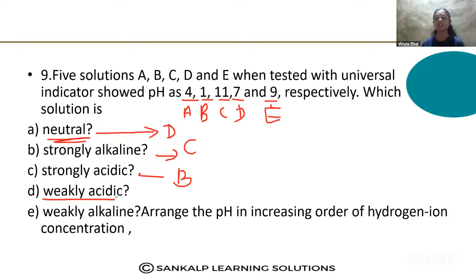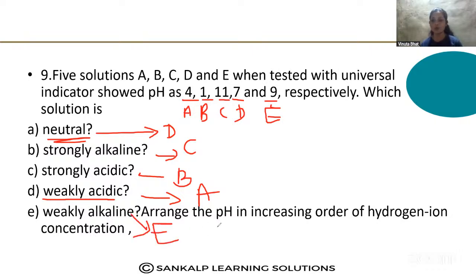And weakly acidic, which is near to 7. 7 is the neutral, but which is near to 7, that is called the weakly acidic. So here we can consider 4, Solution A. Solution A is the weakly acidic. Okay, so this we have arranged. Now, what you have to do? Which one is weakly alkaline? The weakly alkaline solution is the 9th one, that is E.